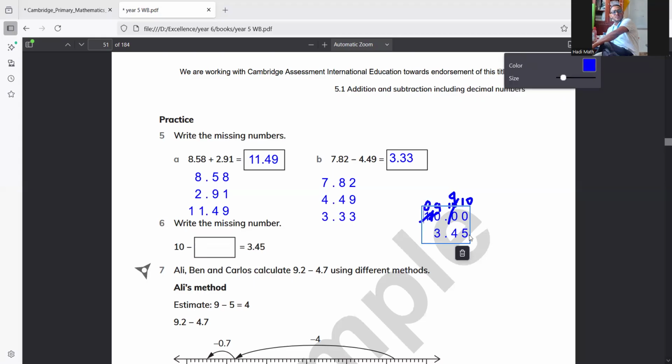Then 10 minus 5 is equal to 5. So this answer here is 5. And this is 9 minus 4. 9 minus 4 is equal to what? It's equal also 5. Put the decimal point. And this is 9 minus 3. 9 minus 3 is equal to 6. So your answer here is what? It is 6.55.